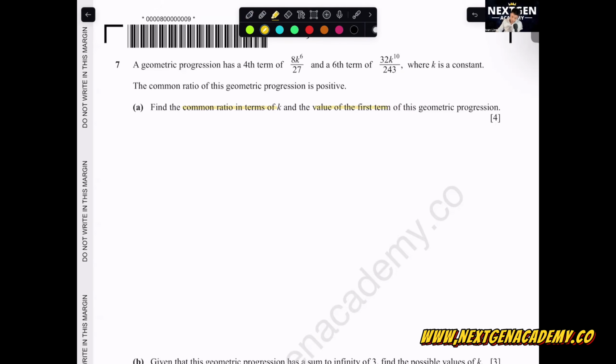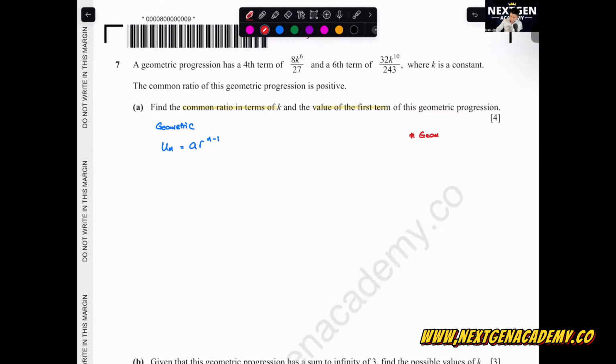Okay, this is a geometric progression. So geometric, what is the term? Okay, the formula for term is AR to the power of n minus 1. Whenever we do geometric progression, if they are asking you to solve for A and R, I want you to remember when we do the simultaneous equation, it is elimination by dividing. So you can write down this part here.